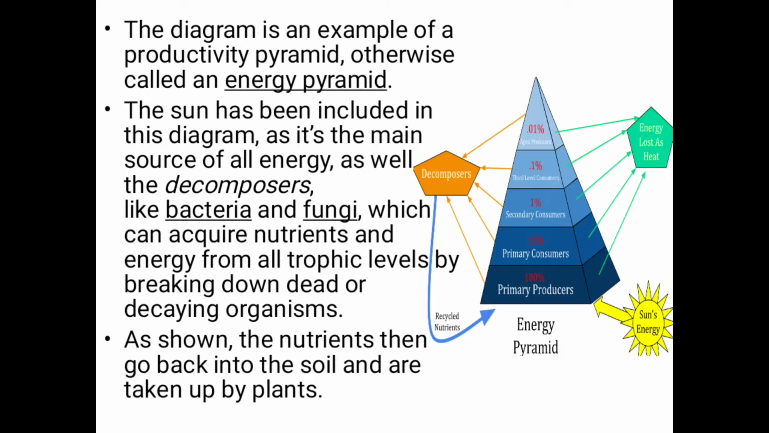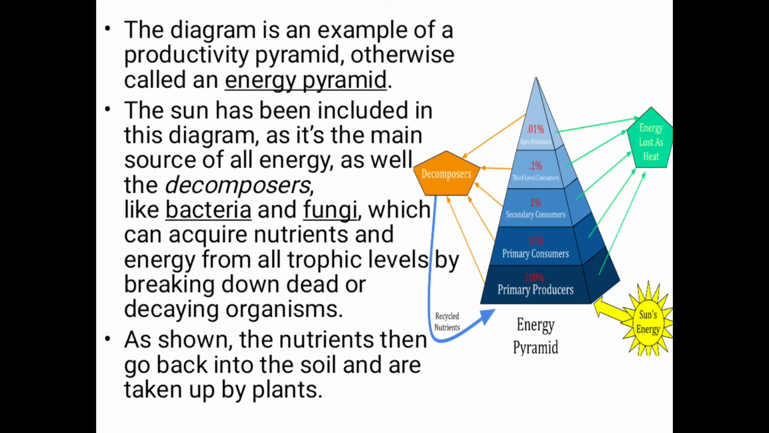structure in a diagram, an example of the productivity pyramid, otherwise called the energy pyramid. The sun has been included in this diagram as the main source of all energy, as well as the decomposers like bacteria and fungi, which acquire nutrients and energy from all trophic levels by breaking down dead or decaying organisms. As shown, the nutrients then go back into the soil and are taken up by the plants.